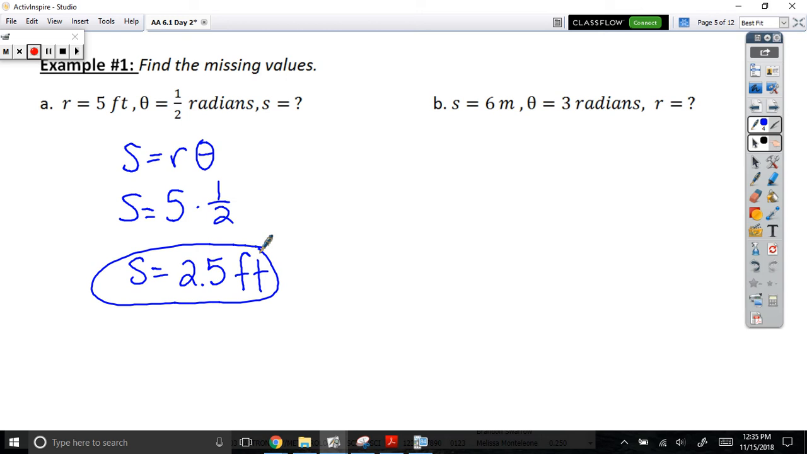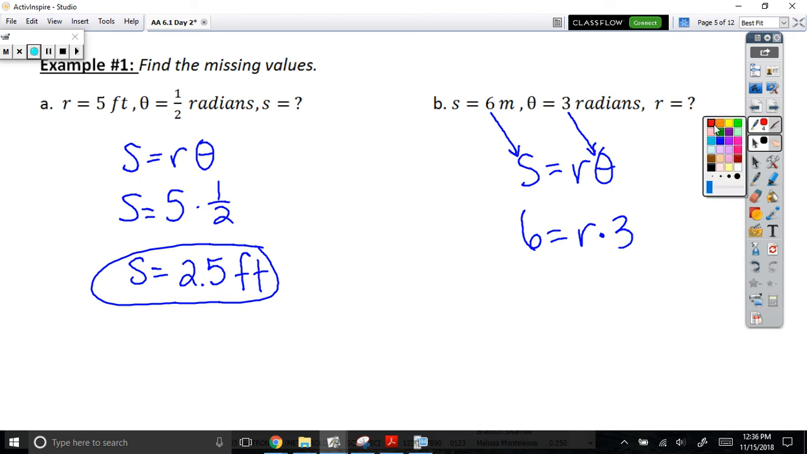Next one, we have s, theta. They want us to solve for the radius. So drop down our formula and substitute in our values. 6 equals r times 3. How would I solve for r? Good? Good. You use inverse operations. We see multiplication. Its inverse operation is division.